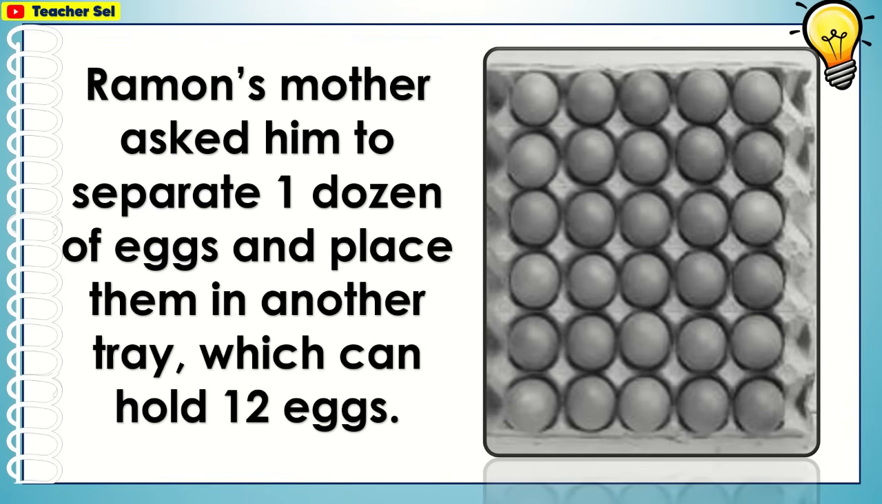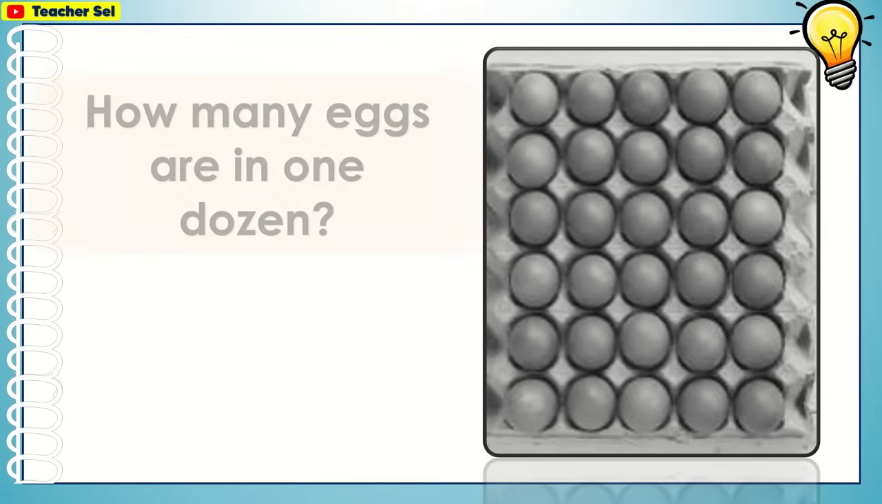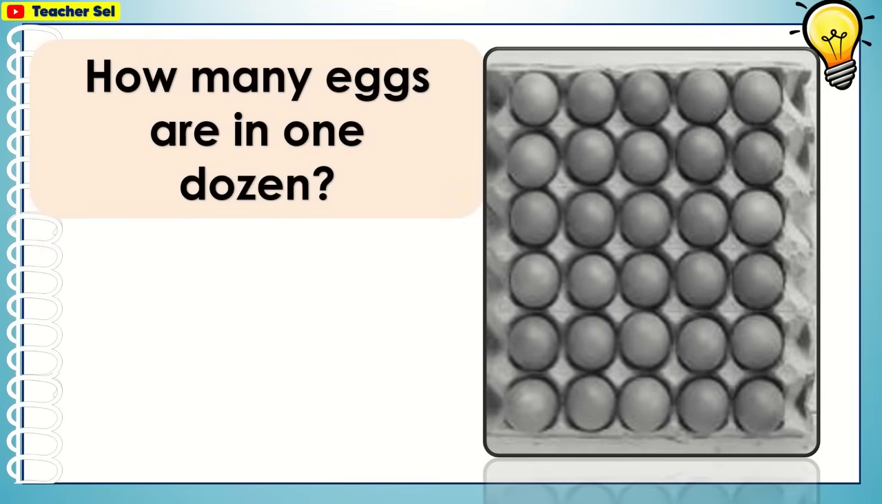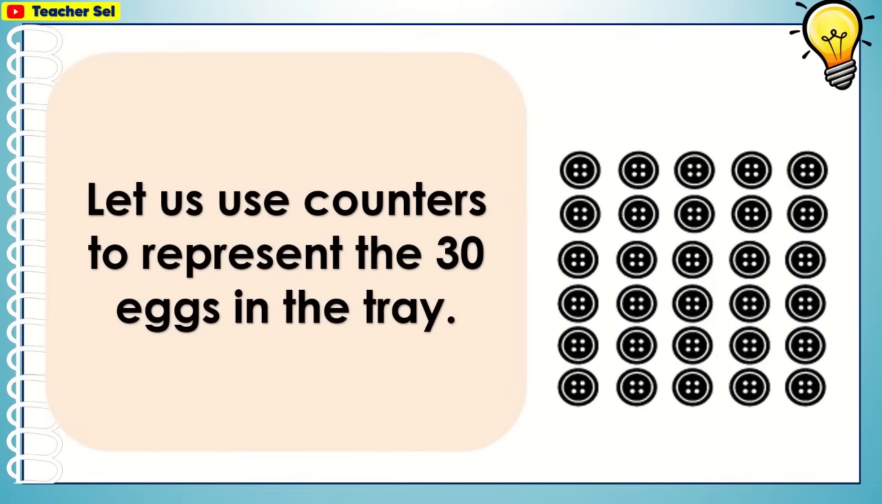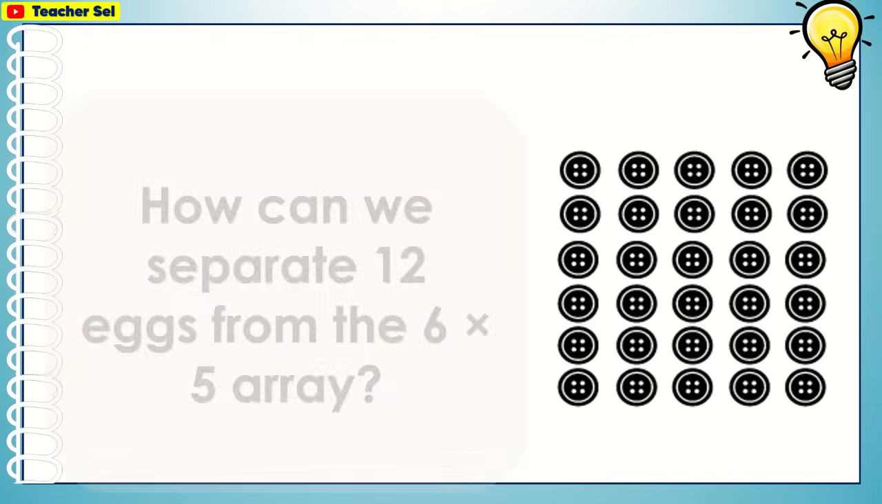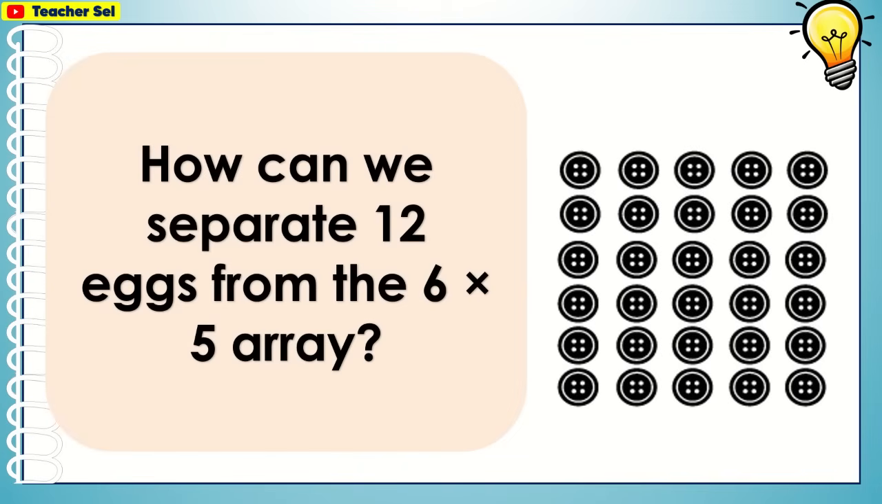Ramon's mother asked him to separate 1 dozen of eggs and place them in another tray, which can hold 12 eggs. How many eggs are in 1 dozen? There are 12 eggs in 1 dozen. Let us use counters to represent the 30 eggs in the tray. How can we separate 12 eggs from the 6 times 5 array?